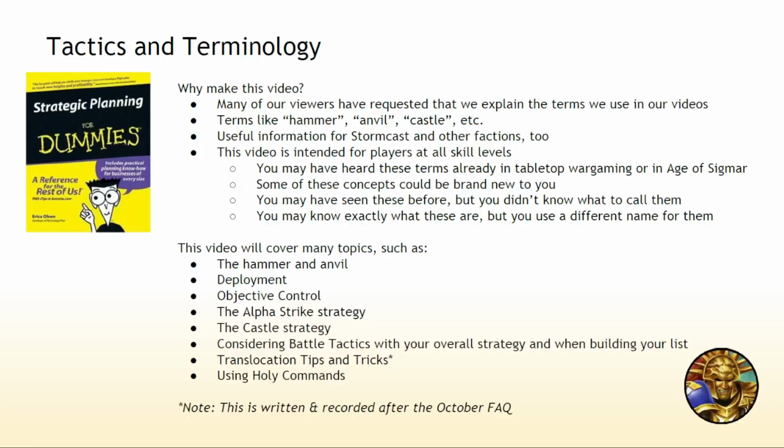So the topics we're going to cover in this video are the hammer and anvil. We're going to talk about deployment. We're going to talk about objective control, and then we're going to go into more specific strategies like the Hallowstrike and the castle. Then we're going to talk about battle tactics, which are a new thing in 3rd edition, and how it affects your strategy and your list building. We're going to talk about translocation, some fun things you can do with it besides just getting 9-inch charges. And then we're going to finish off with some tips and tricks for using holy commands, because there's a lot of mistakes happening with them, and you want to tighten up your play.